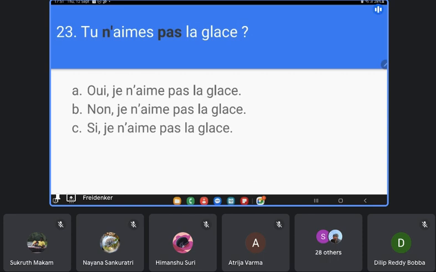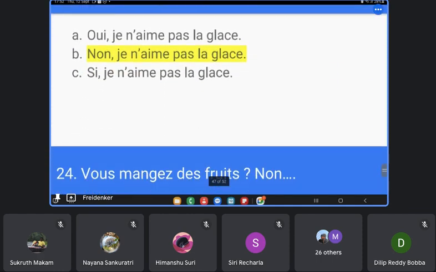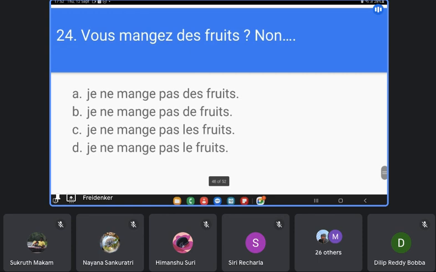Option A is wrong because you have a negative answer, but then you used oui, so that is wrong. B is correct because you have a negative question and a negative response. C is again wrong because you will use si when you have a positive answer, but your answer is negative. So the correct option is option B. 24. Vous mangez des fruits. Manger is another verb in ER. It means to eat. Do you eat some fruits? The answer is no.